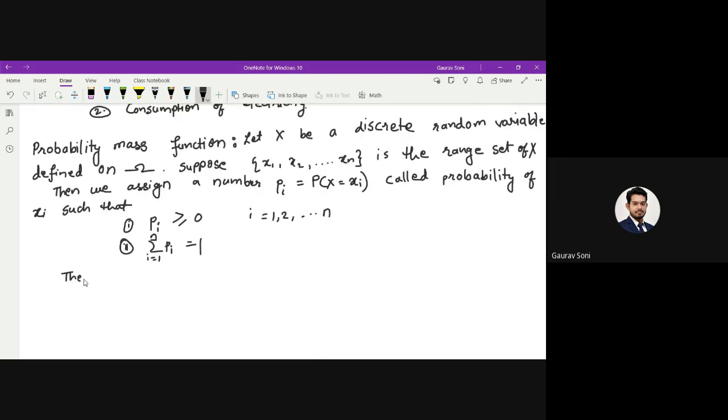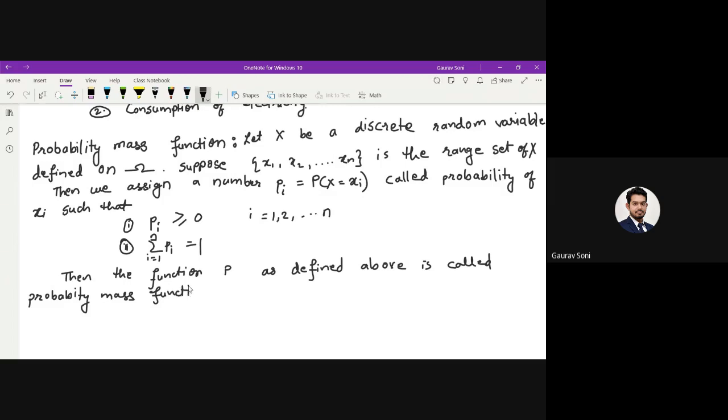Then the function p, as defined above, is called the probability mass function, and it is abbreviated as PMF of x.